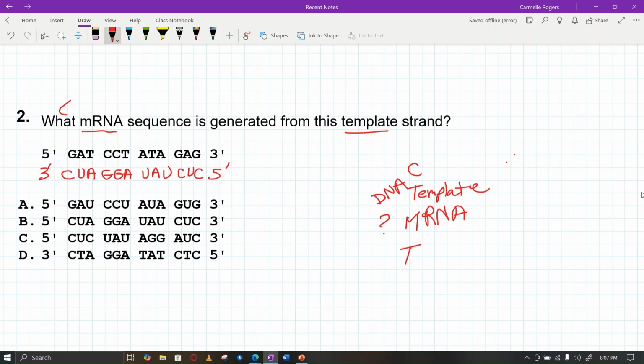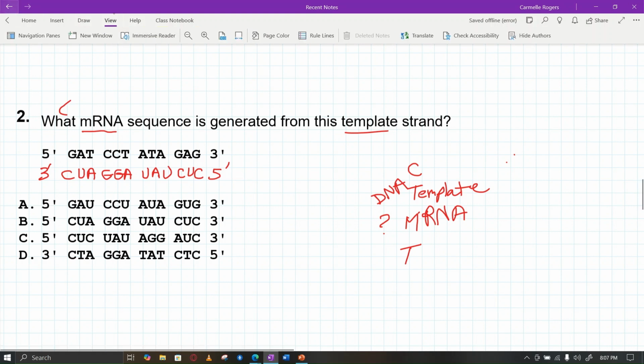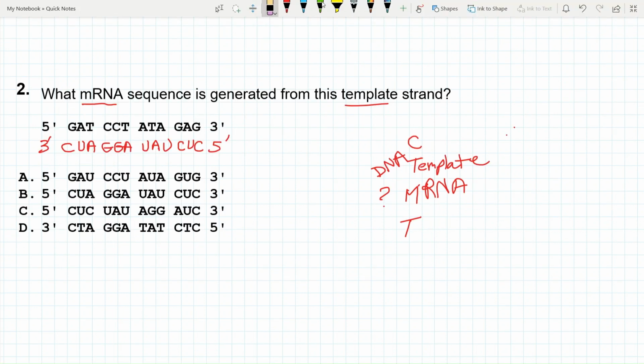Now let's look at our answer choices. We know that we're solving for the mRNA, and mRNA doesn't have any T's. So we can automatically get rid of the bottom one because that has some T's in it, okay? Now, the other answer choices all have 5 prime on the left. But the way that we solved it, we have 3 prime on the left.